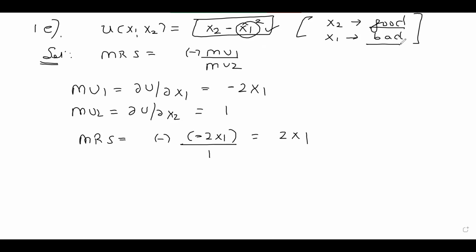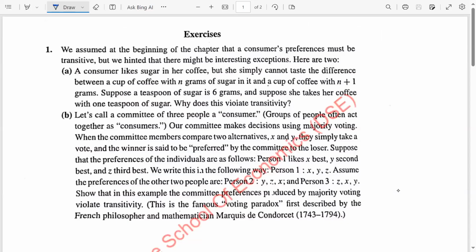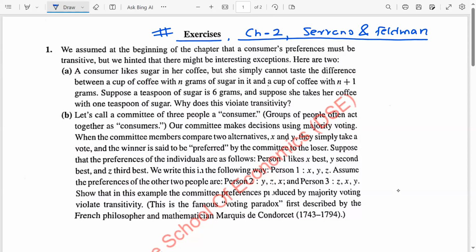Now let's look at the back problems. So I'm erasing all this off now. Let's come to the back problem. All students can see the back exercise. This is the exercise for chapter 2, Serrano and Feldman. So let's look at the back problems now. Let's look at the first back problem.